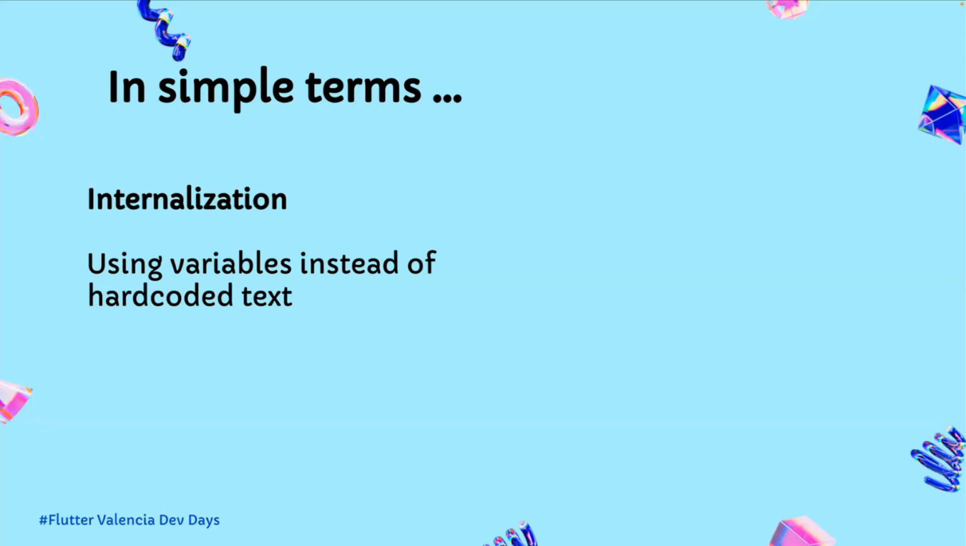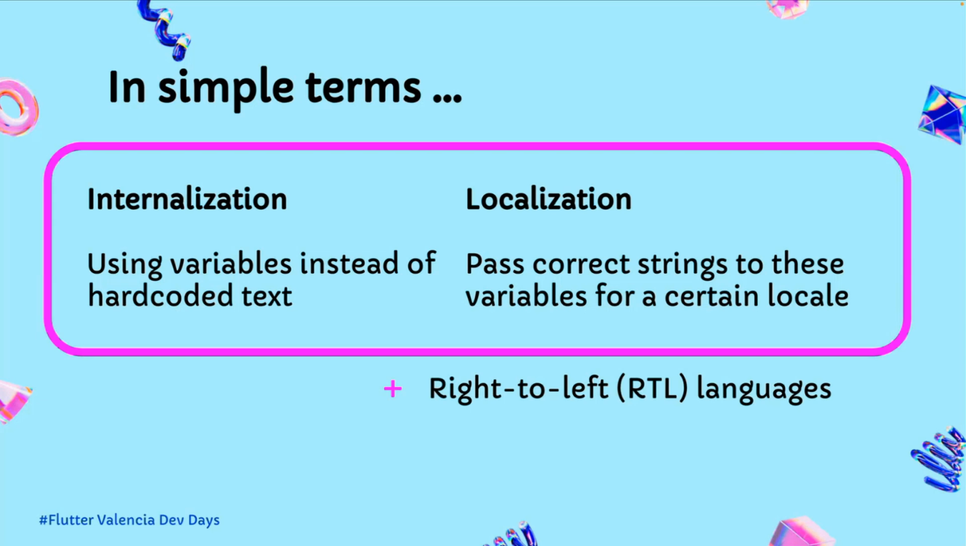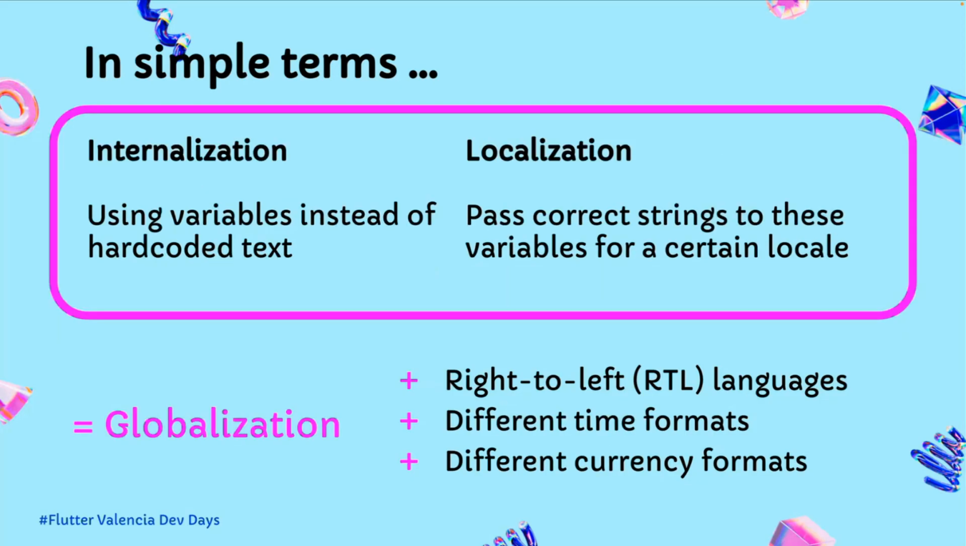But really, what is all of this? In simple terms, I would say that internationalization is using variables instead of hard-coding text. And localization is passing the correct strings to these variables for certain locales. All this together, plus handling different directionalities of the languages, plus different time formats, and different currency formats, this is what we call globalization.